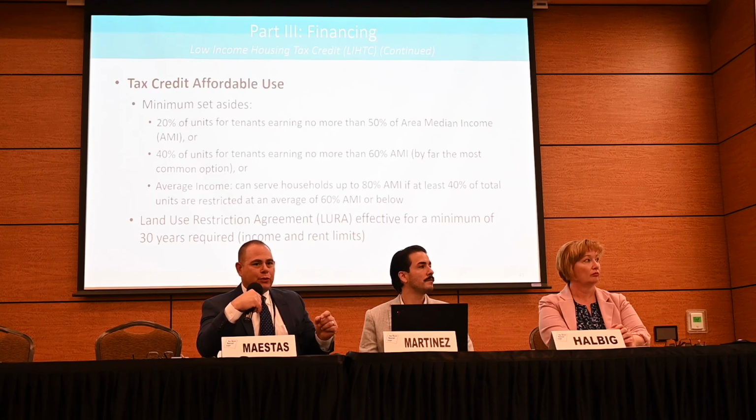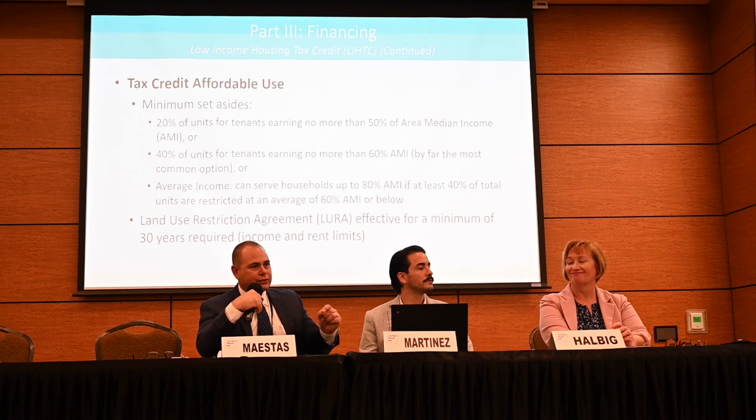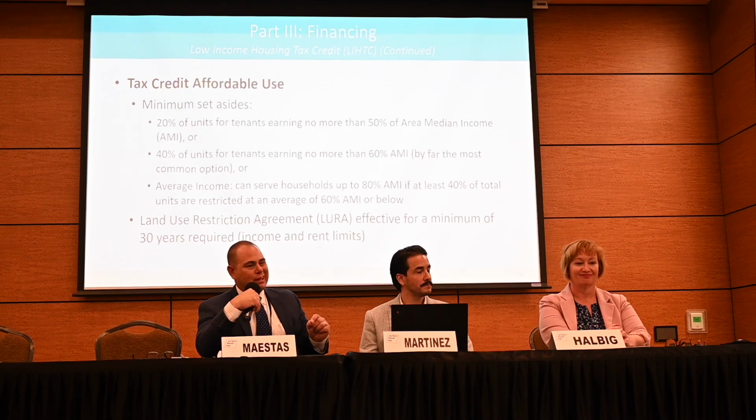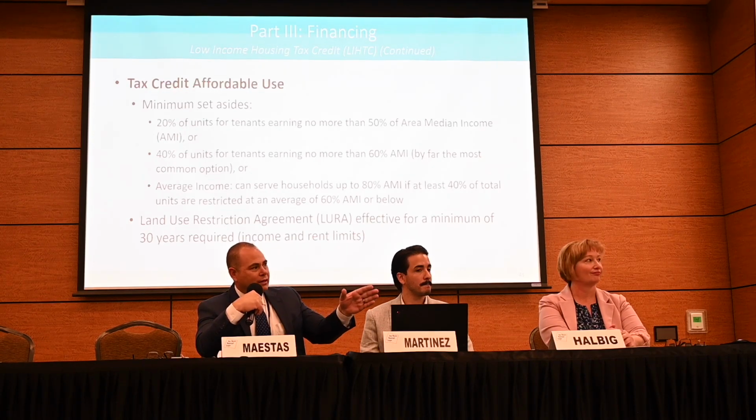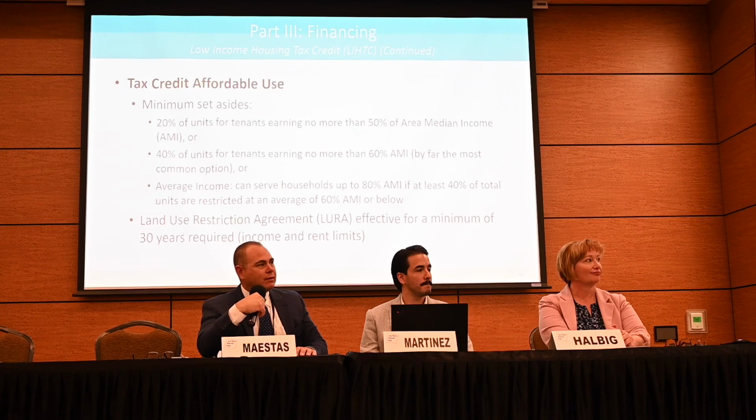There was some ambiguity with the IRS and the rules for a little while there, and so developers were kind of timid. They didn't really want to elect that one, even though it seems like it might be a good option. IRS cleaned up some of their language in the regulations last year, and so I expect to see more projects coming in with the average income election.